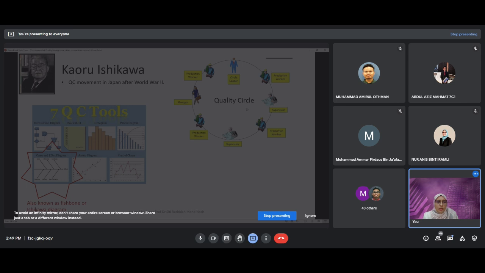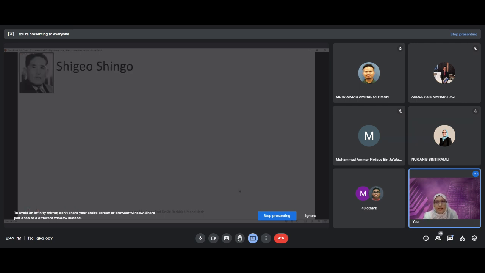Ishikawa also introduced the quality circle. A quality circle means a group of workforce members, usually from the same work area, somewhere between 4 to 6 employees, who volunteer to meet on a regular basis, usually once a week, to identify the problems in their respective work area, and then together solve those problems. The next Japanese guru is Shigeo Shingo.